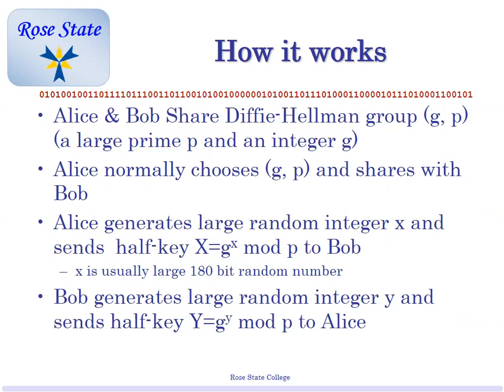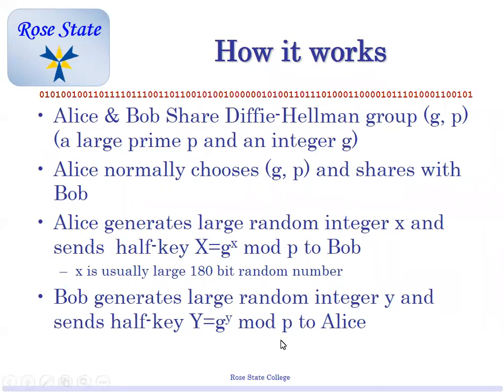Then Alice generates her own large random integer, x, and sends the half key. Now remember, the G she already has and the P. They both have G and P. Remember that? Y'all got that? Again, this is another assignment that's very simple. So Alice generates this small x right here, does the math, and comes up with the large X. The small x is usually a very large number.